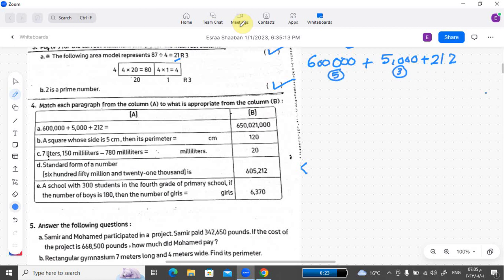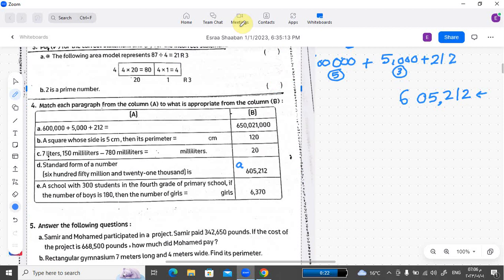So start from the right. We compose the ones, tens and hundreds. After that, 1,000. 1,000 has 3 zeros, is it 5? After that, do we have 4 zeros? No, put 0. 5 zeros, yes, we have 6. So the answer is 605,212. It's here.